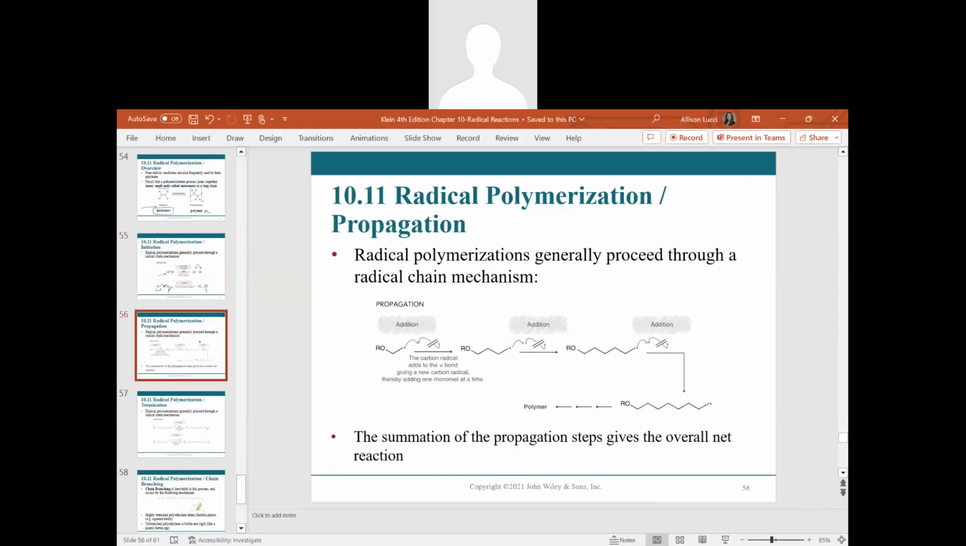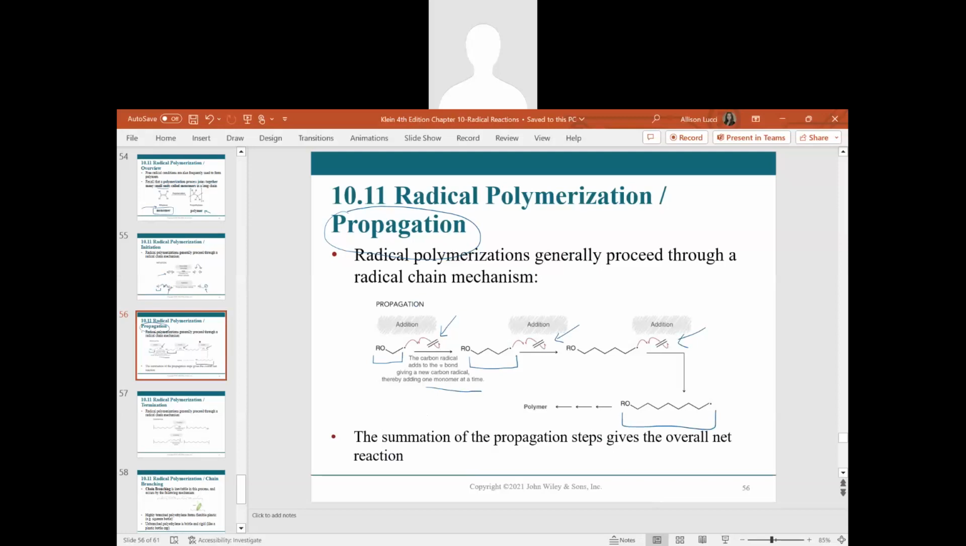So what happens in the next step, in the propagation step here, is what we see down below. So we have our radical that was generated in the initiation step, and now we have another ethylene monomer here, and the same process happens again. And we see a longer chain now. So the pi bonds broke, and we added one monomer each time, each addition step. So we do that again here, another monomer, and so on and so on.